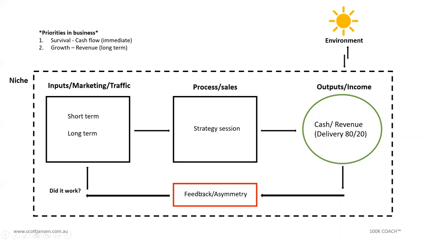So the last thing we're going to look at is feedback and asymmetry. This is crucial because we want to define exactly what steps you need to do each day in order to get a client. So let's say, for example, I do 3 YouTube videos in a week.